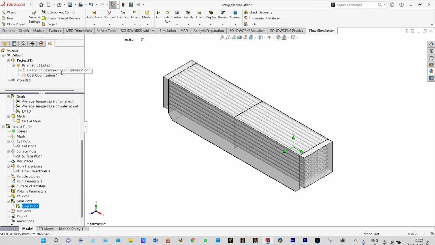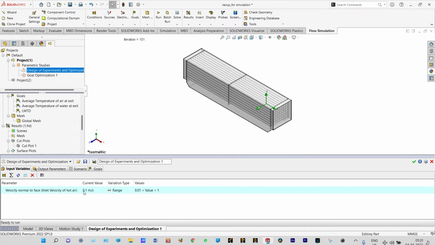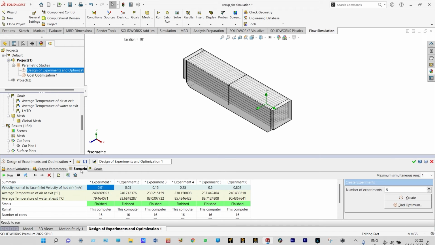Let us close it. Next we want to go for some kind of parametric study with a design of experiments and optimization. We have already done this one. Let us see it. The inlet velocity of hot air we have varied from the range of 0.01 meter per second to 1 meter per second, and by varying the inlet velocity of hot air, we can have different values for cold water. Let us see the scenario.